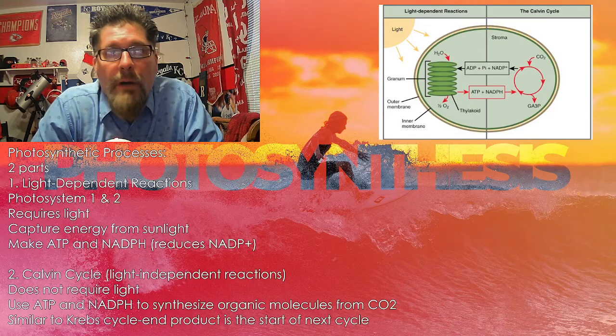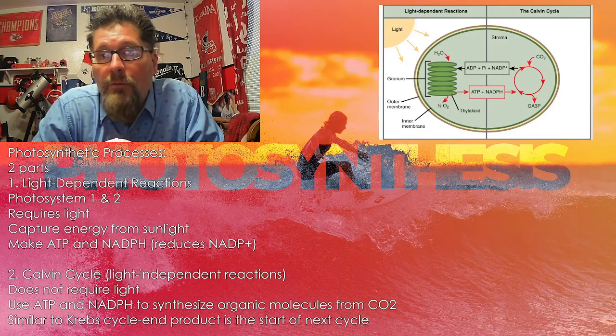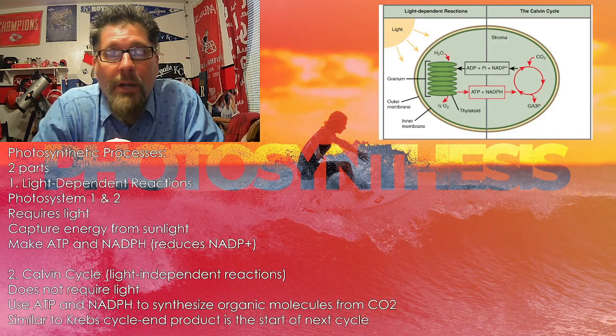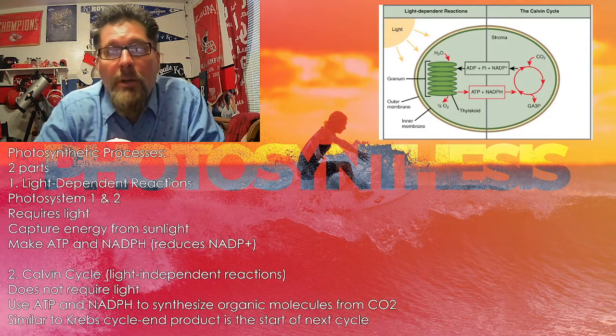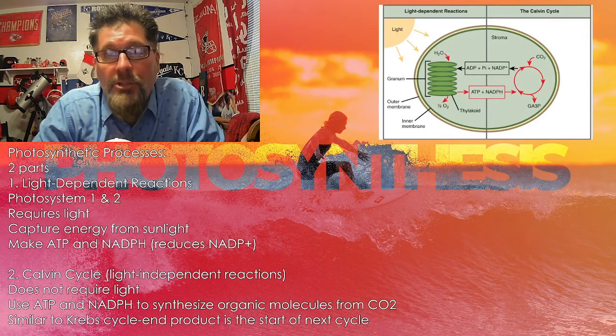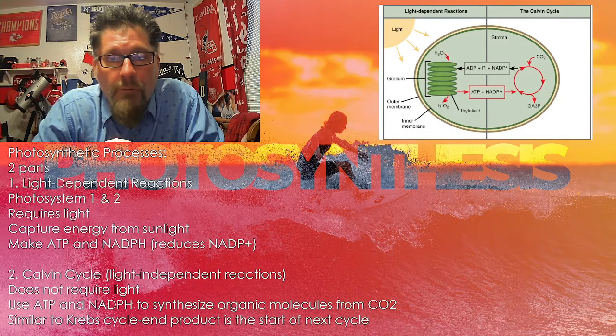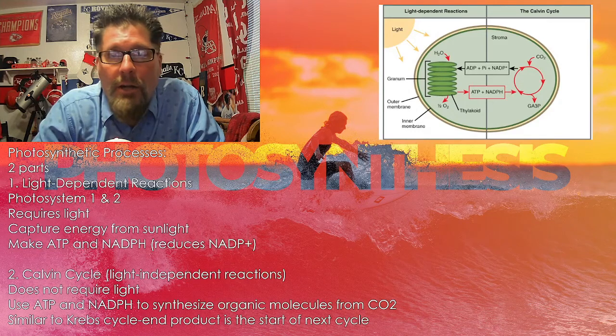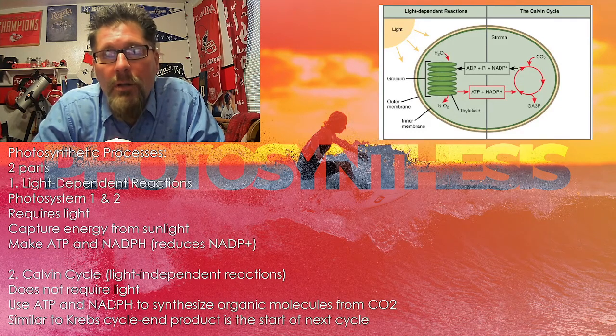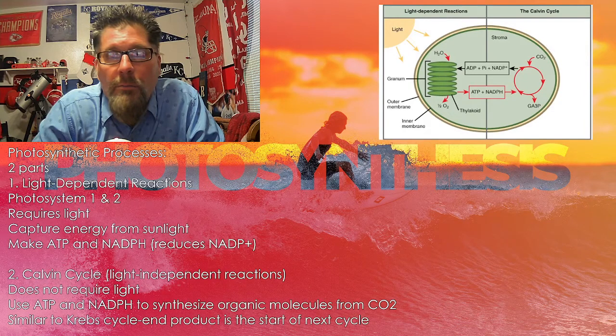Now when we're thinking about photosynthesis, we want to recognize that it's got two parts. The first part is the light-dependent reaction. It's called the light-dependent reaction because it needs the light energy from the sun to begin the process. Part two of photosynthesis, the Calvin cycle, does not need light energy. It's a chemical energy process, building the glucose molecule, so it is light independent.